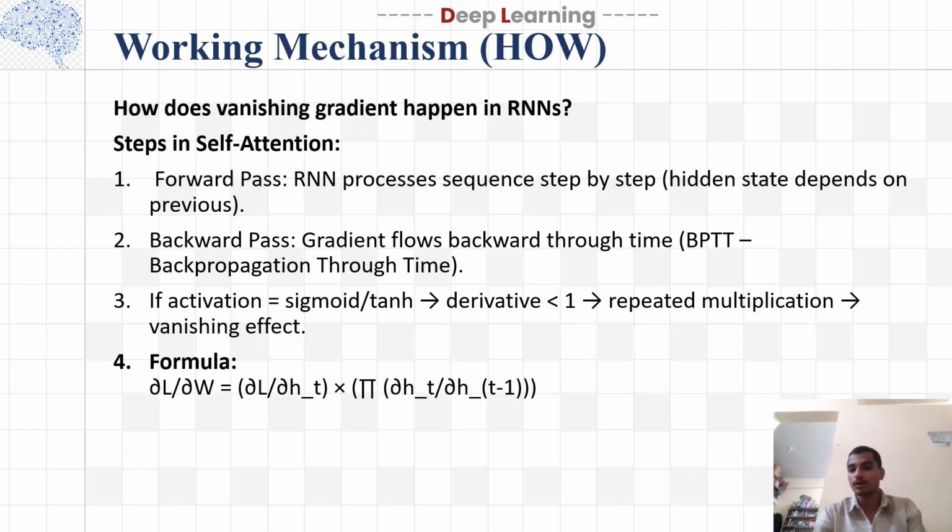Repeatedly multiplying these small numbers makes the gradient smaller and smaller. Eventually, it almost disappears. This is the vanishing gradient effect. As you can see, if each derivative is less than 1, the entire product goes towards 0.